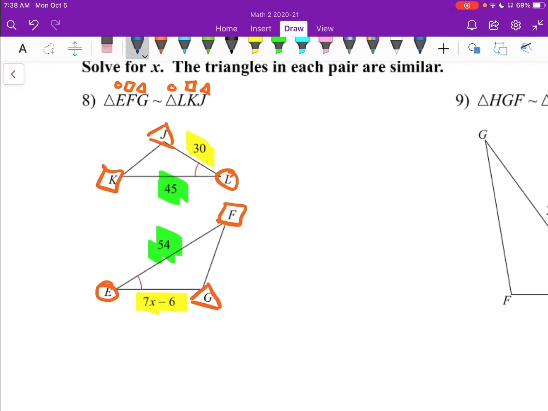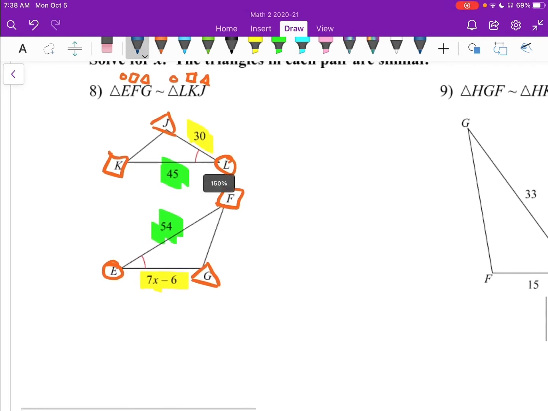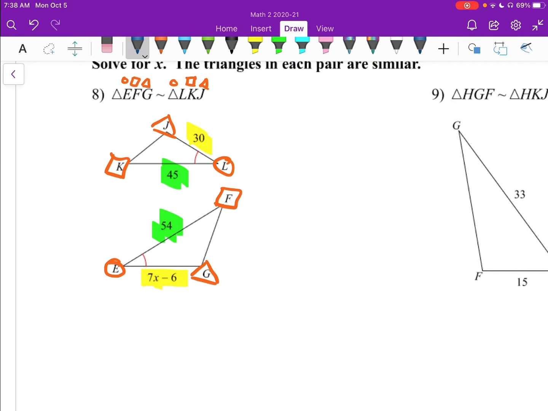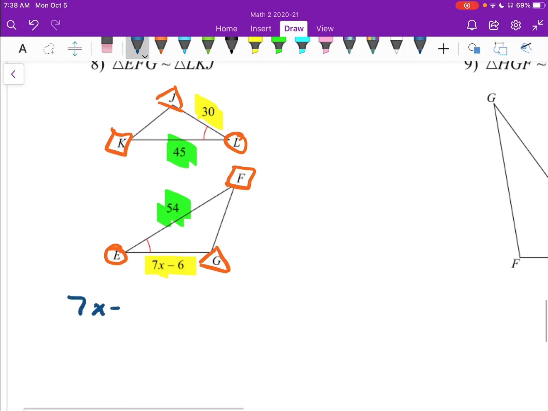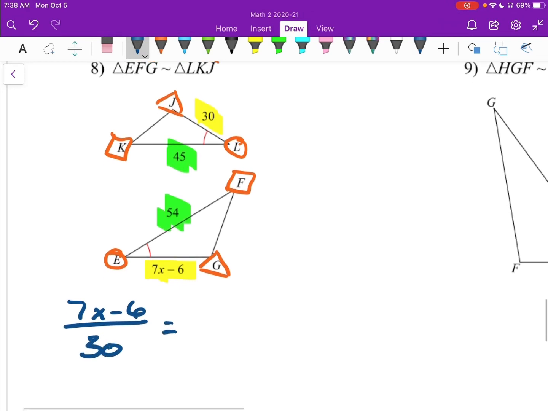So now I write my proportions. What I normally do is I grab whatever has the x and I put that on top, because I think whenever I solve it, it's easier if the x is on top. So I'm going to start off with 7x minus 6, and then I put its corresponding side length. So I'm going to put 30. And then I know that is equal because they are similar.